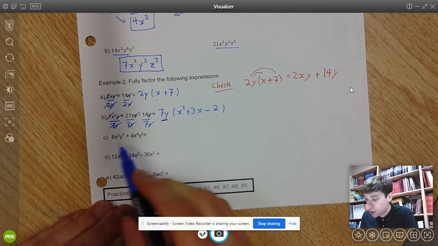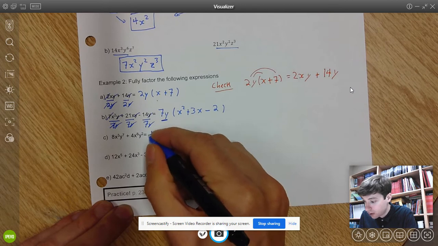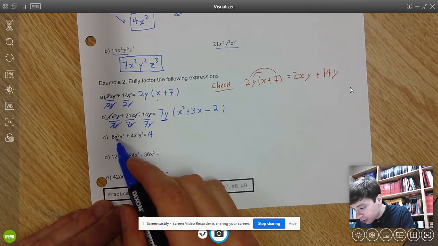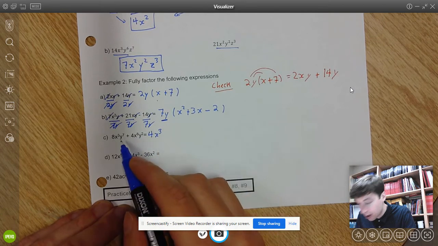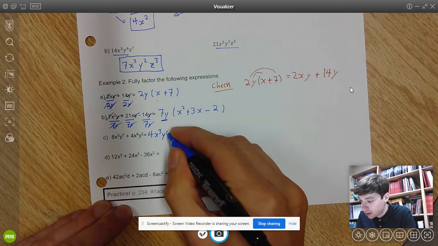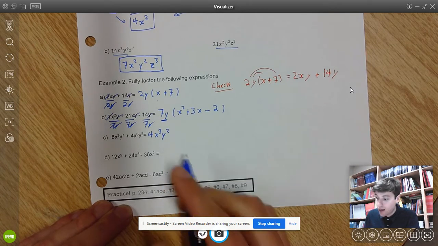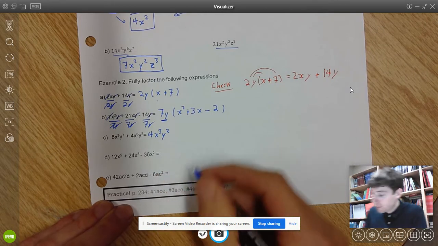Okay, here I've got 2 terms. What do they share? Well, 8 and 4 both share a 4. X cubed and x to the 8, well, they both share a minimum of 3 x's. And y to the power of 7 and y squared both share at least 2 y's. So again, we're kind of treating the coefficient first, and then we're looking at each variable separately.